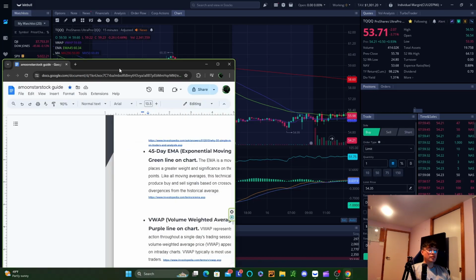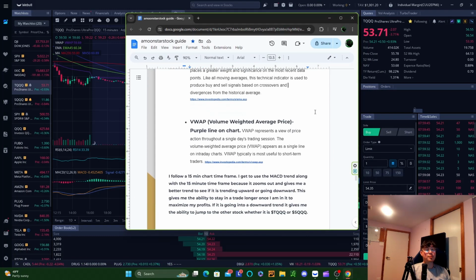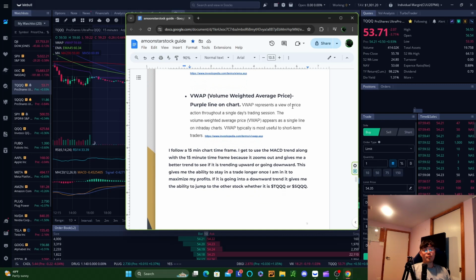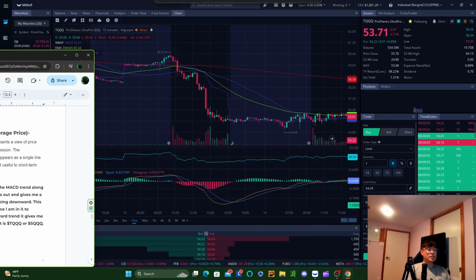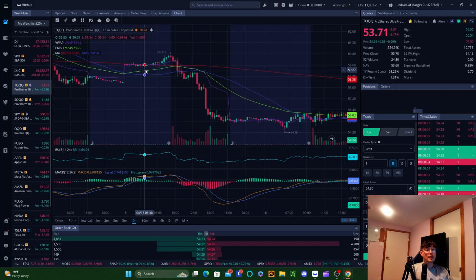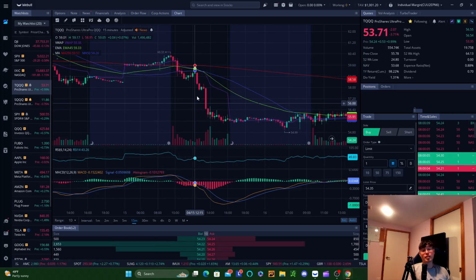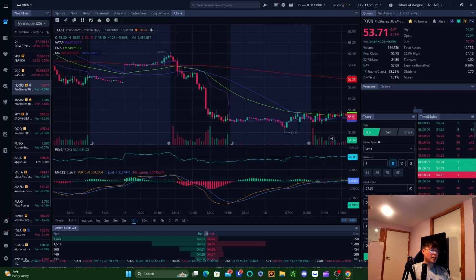We're going to start off with the VWAP. So the VWAP is volume weighted average price. The VWAP represents a view of price action throughout a single day's trading session. The volume weighted average price appears as a single line on intraday charts. So this line is very helpful for day trading. It helps indicate whether it's on an uptrend or downtrend. I'll show more examples shortly.